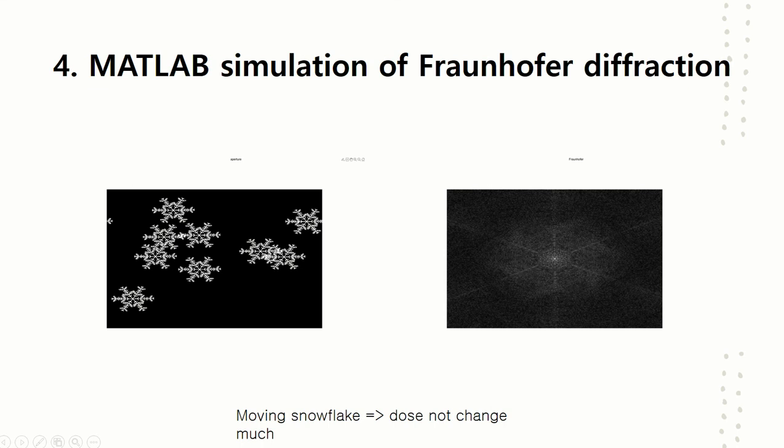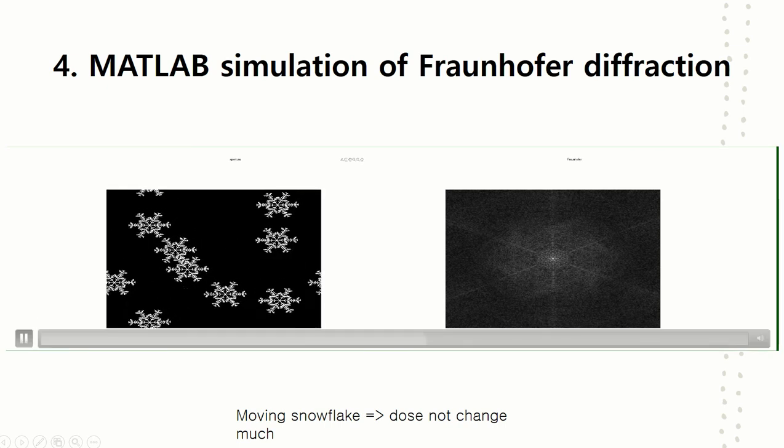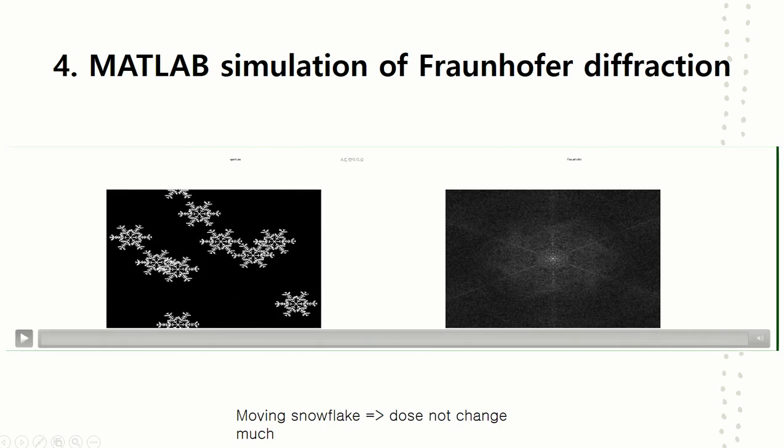This is Fraunhofer diffraction of a moving snowflake. When I made this diffraction, at first I expected the diffraction pattern to be dynamic, but it didn't. And then I realized that one snowflake has its own diffraction pattern, and the number of identical apertures does not affect the diffraction patterns. Moving snowflakes does not change much.